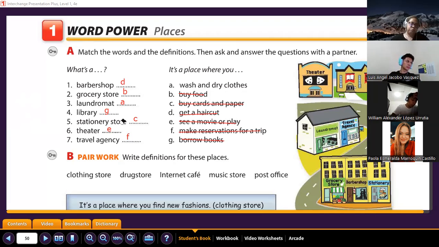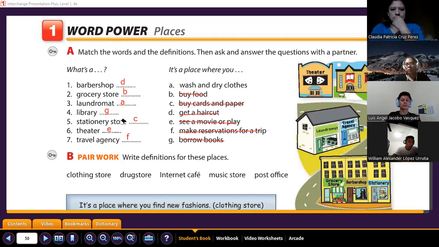Okay, now, we're going to do something, right? Question and answer. So in this case, Paola is going to make the question: what's a barber shop? And Nuria, the question. And Paola, the answer, right? Understand? Okay, go ahead. The question, Nuria. Nuria? Okay, so Paola, you make the question and William the answer, right?